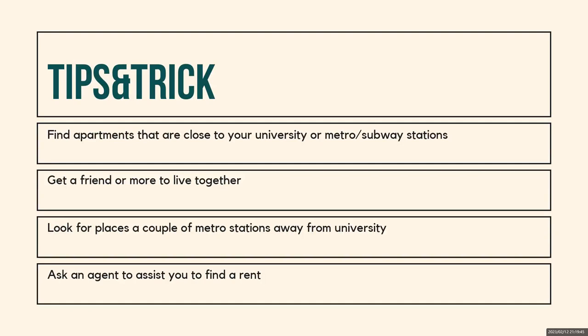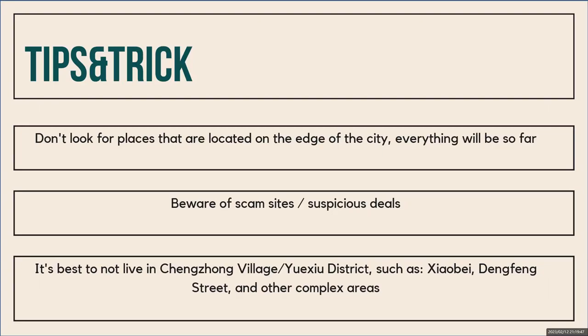Number four is ask an agent to assist you to find a rent. This is the most common way of doing it. And then another one is another tips and tricks. Don't look for places that are located on the edge of the city. Everything will be so far. Yeah, if you go so far into the outskirts of the city, every time you take the MRT to school, it will take at the very least 2 hours and so on. And back and forward, it will take 4 hours in total. So I'd say don't do that.